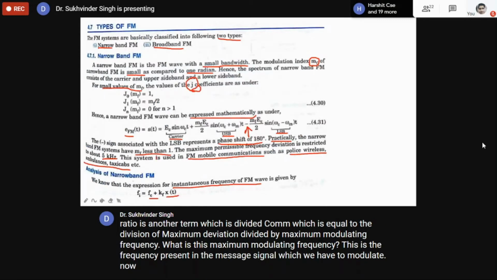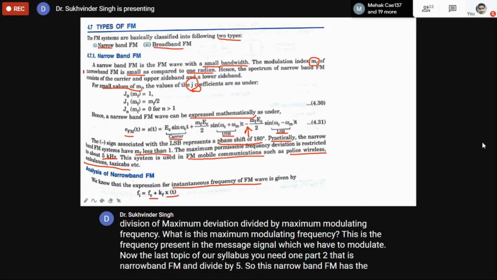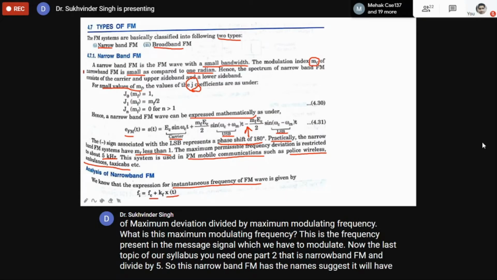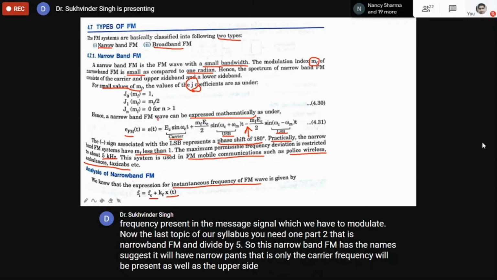Now the last topic of our syllabus, Unit 1, Part 2, that is Narrowband FM and the Wideband FM. This Narrowband FM, as the name suggests, will have narrow bands, that is only the carrier frequency will be present, as well as the upper sideband and lower sideband.